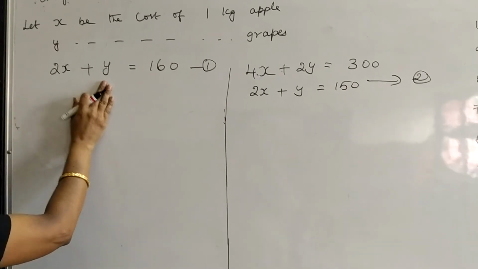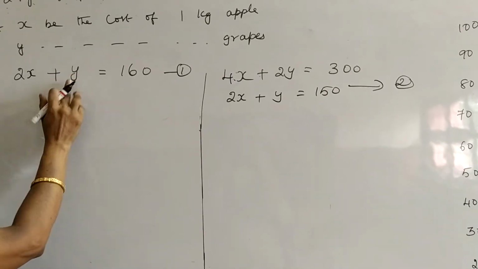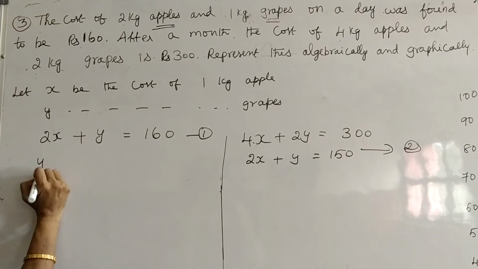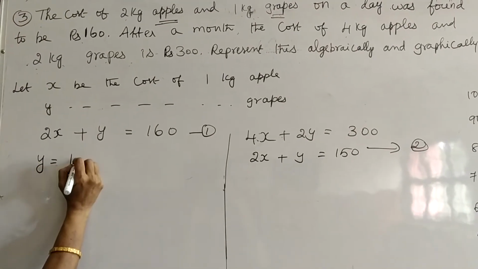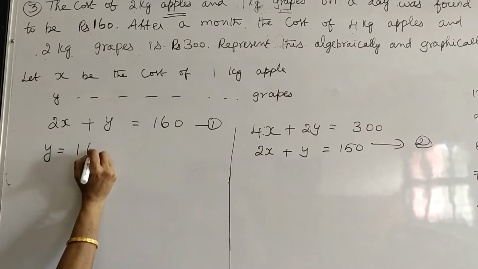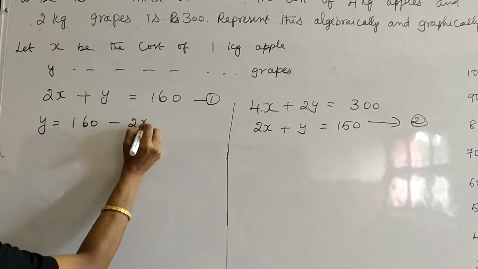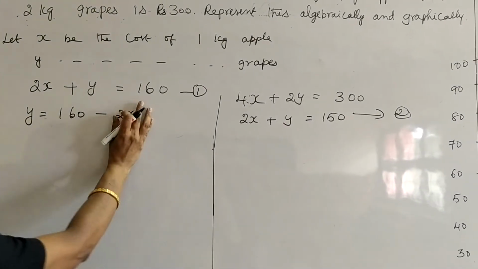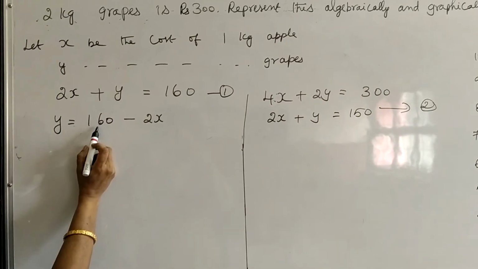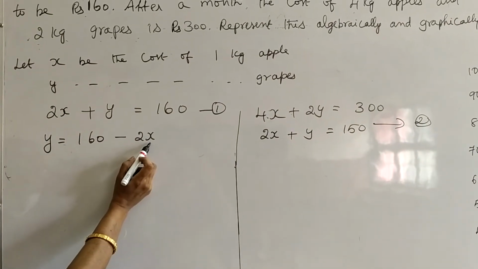So as before, we can find x form or y form. Here y form is easier for me because the coefficient of y is 1. Therefore, I go for y form. Y form is y equals 160 minus 2x. When it is in y form, values should be chosen for x.